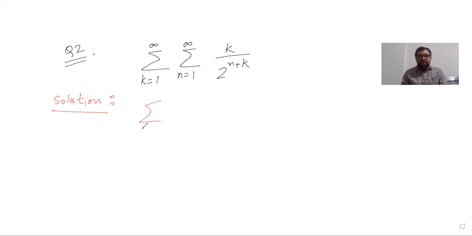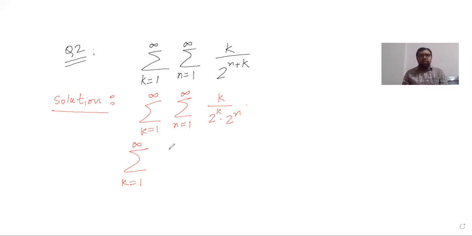So if we write this expression, sigma k is equal to 1 to infinity, and then sigma n is equal to 1 to infinity, we can treat k as a constant here, because first our focus is to solve the inside summation. So we write this expression as k upon 2 raised to k into 2 raised to n. Okay, so sigma k is equal to 1 to infinity.